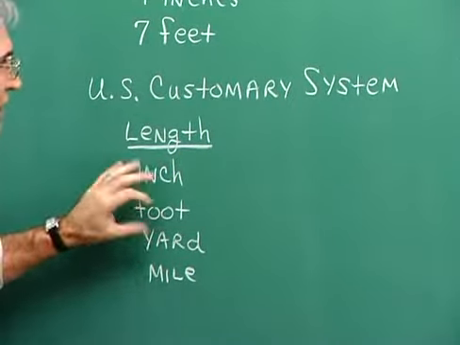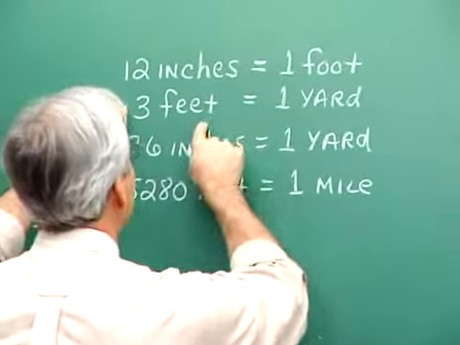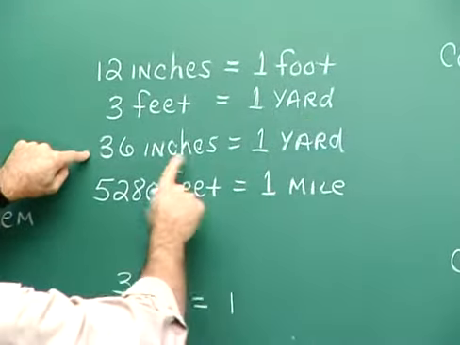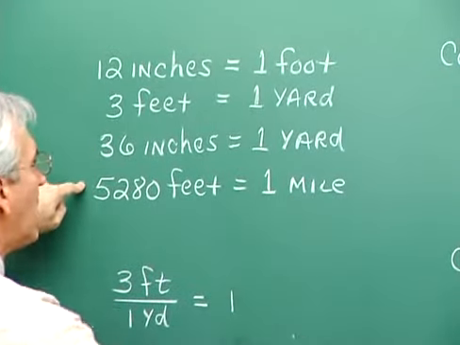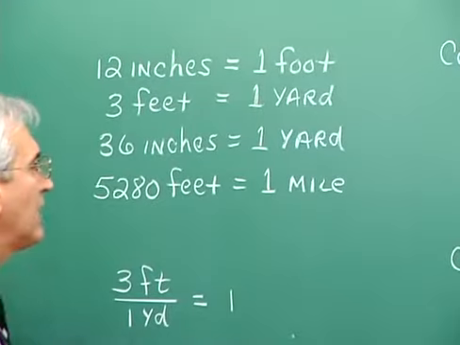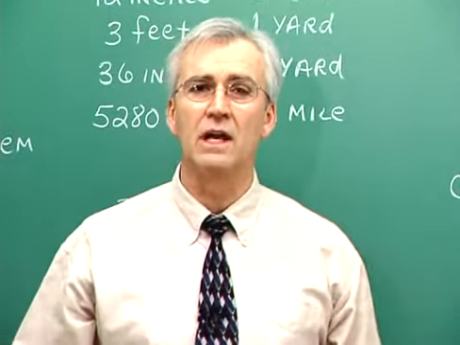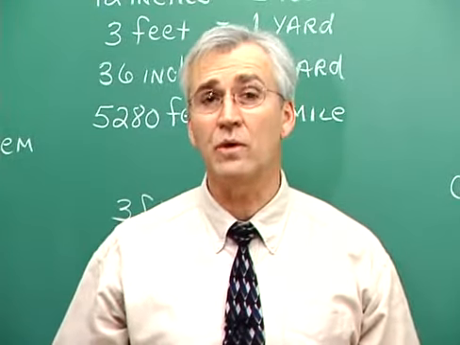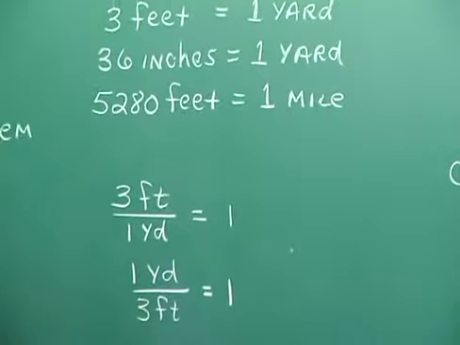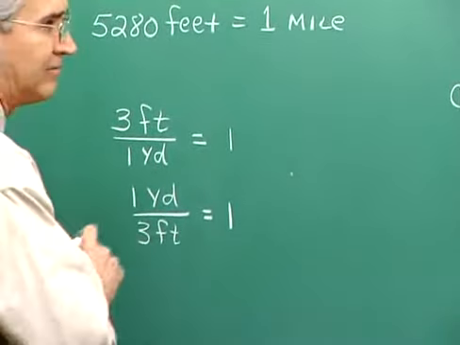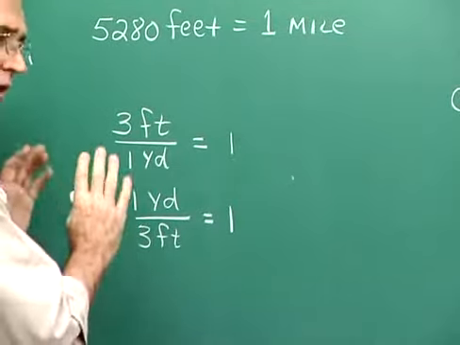And these are related to one another this way. 12 inches is equal to 1 foot, 3 feet is equal to 1 yard, 36 inches is also 1 yard, 5,280 feet is 1 mile. Our first task here is to talk about converting from one unit to another. And I'll actually show you 2 ways to do that, or 2 ways to think about doing that. One way involves a kind of a rate for conversion.